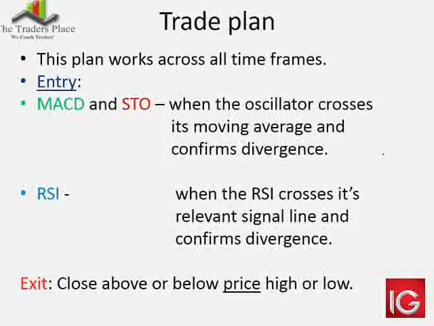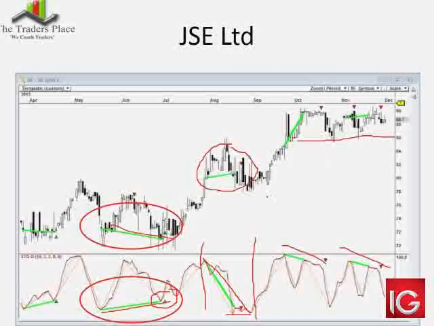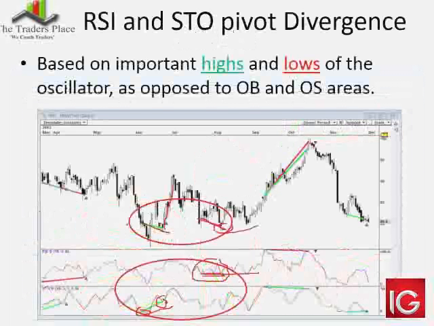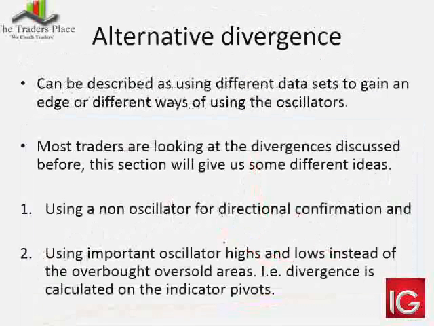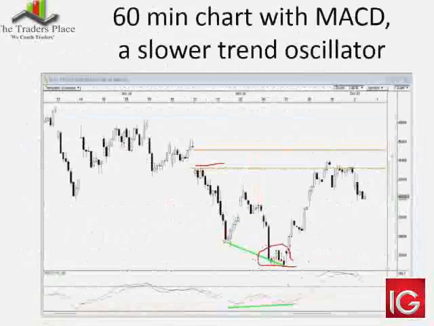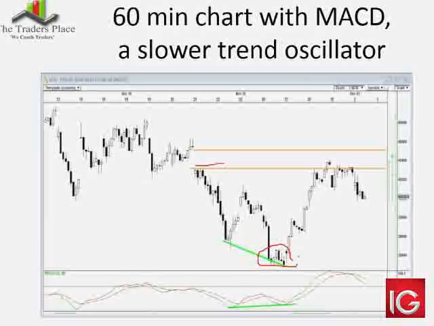The exit is a close above or below the price's high or low. So as I showed you previously, if the price breaks lower, so if we just find a cleaner chart, I've drawn over all of them. If we go over here, we've got our buying divergence on the MACD. The stop loss would simply be that support level. So if price had broken down through that, we would have exited the trade.